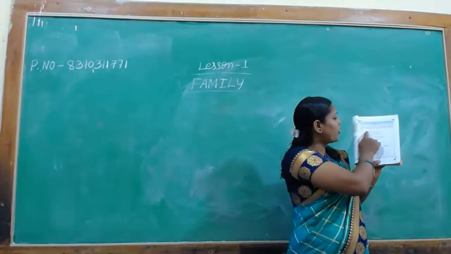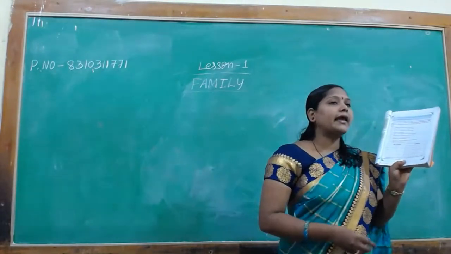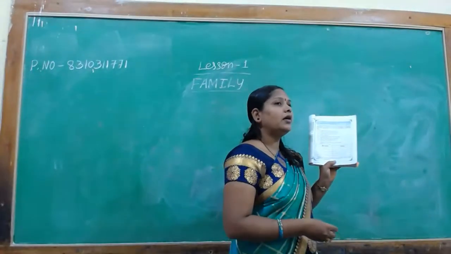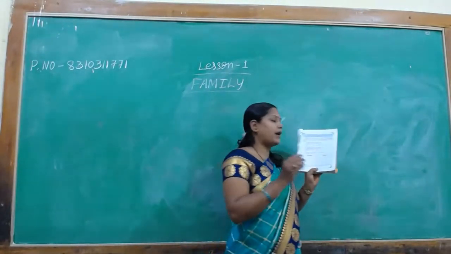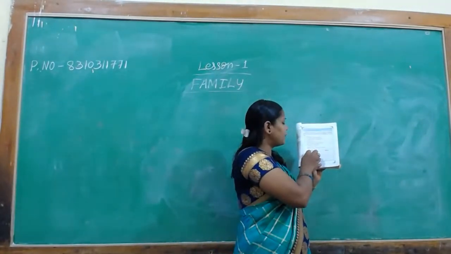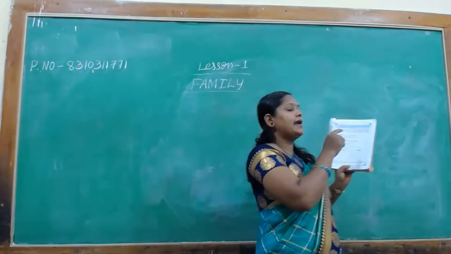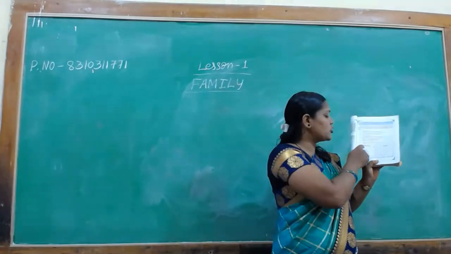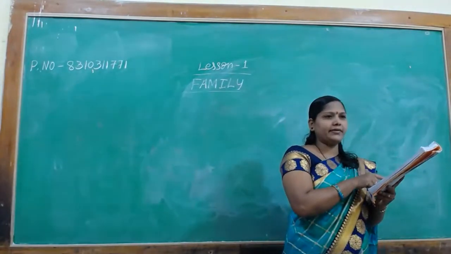This point, the first point, taking care and protection is there. Who will take care of your home? Mother or father? They will take care, no? That's why you should write that they take care, means my family. In my family, taking care and protection will come. That's why you should write here taking care and protection, first point.